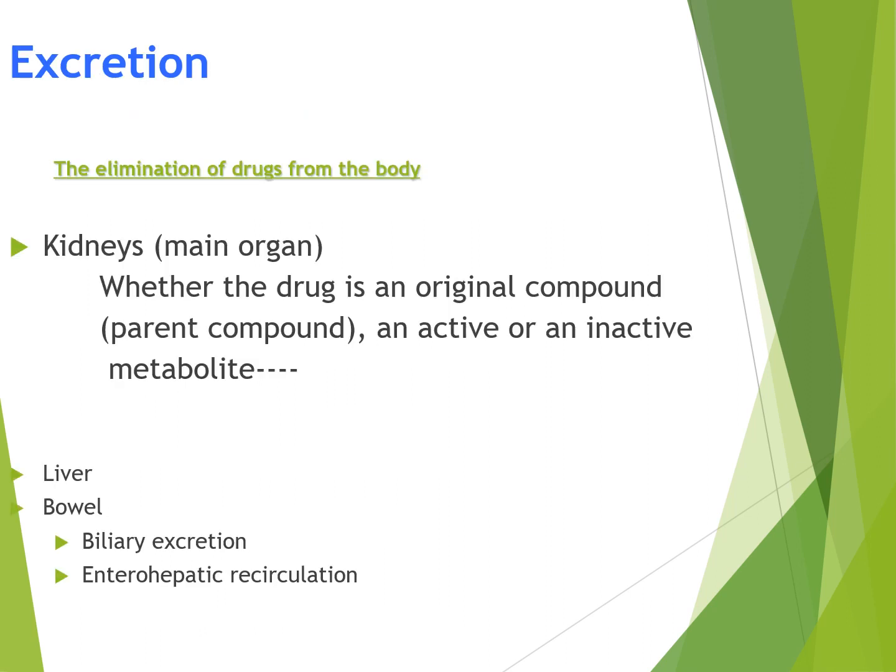Excretion. So the kidneys are the main organs, right? And help with the elimination of drugs from the body. That's what excretion really is, right? So whether the drug is an original compound, parent compound, or an active or inactive metabolite, that's how it's usually excreted from the body. Again, the liver and bowel can help with some excretion, biliary excretion, enterohepatic circulation, but for the most part, it's the kidneys that carry that weight of excreting from the body. About 80% of drugs are excreted from the body from the kidneys.